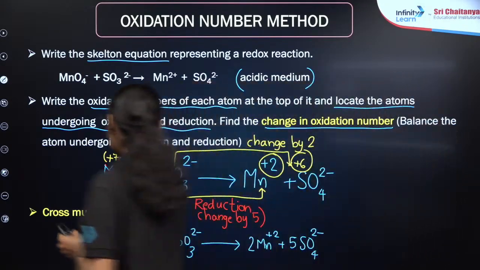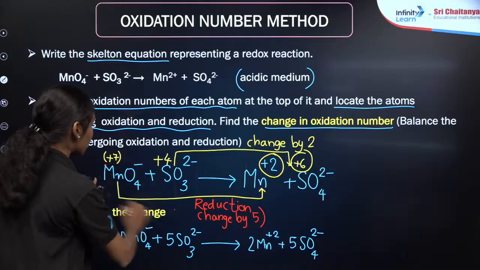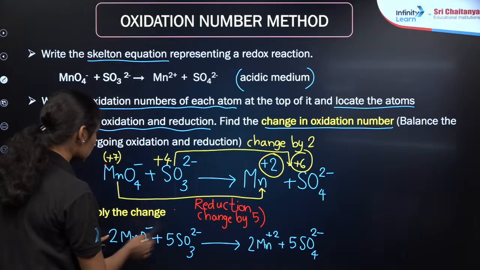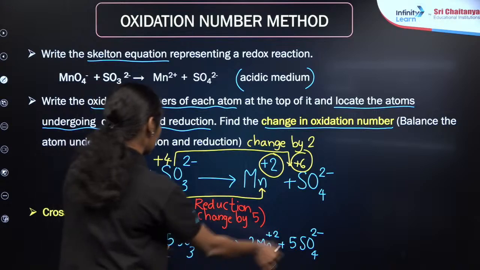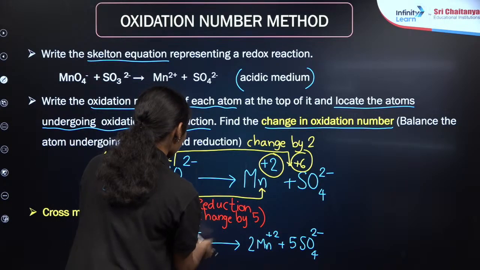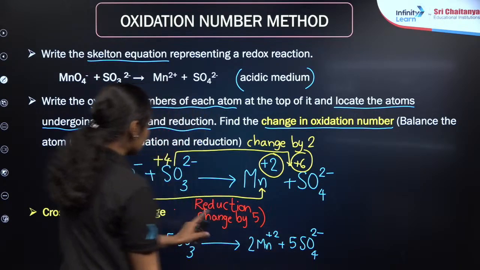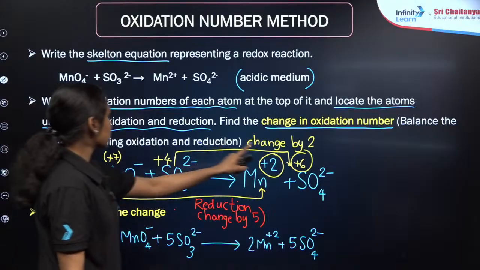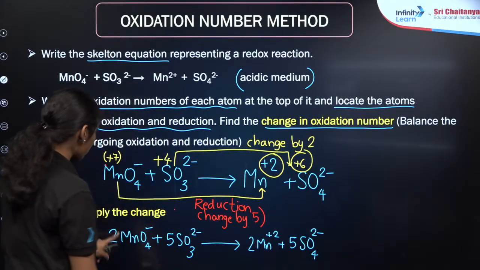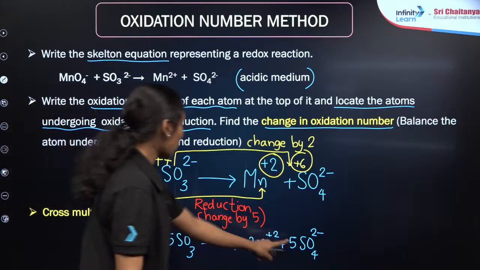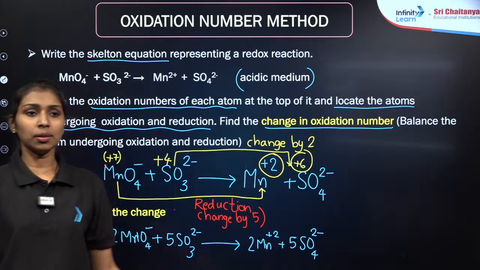We are just cross multiplying the change here. Here the +5 change is for the reduction, so I am taking it for the oxidation, right? Here I am multiplying it with the oxidation reaction, that is 5SO3 2- gives 5SO4 2-. Similarly, here the oxidation change is 2, so I multiply with the reduction, that is 2MnO4- gives 2Mn2+. Is it clear?